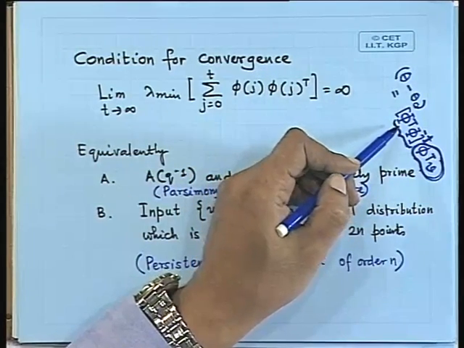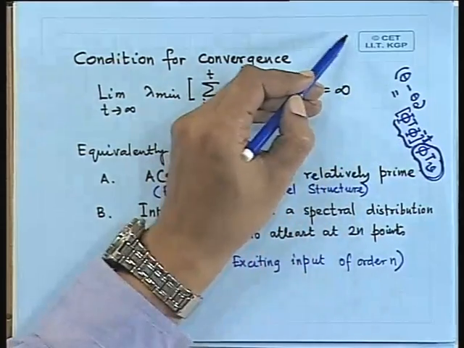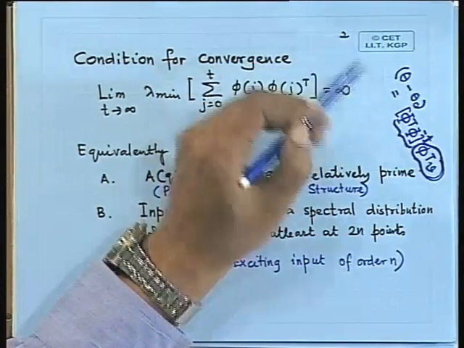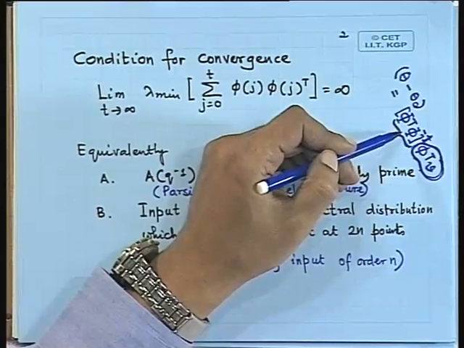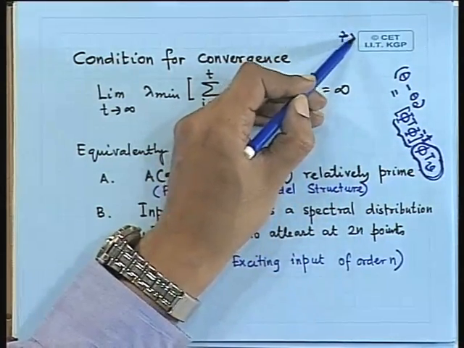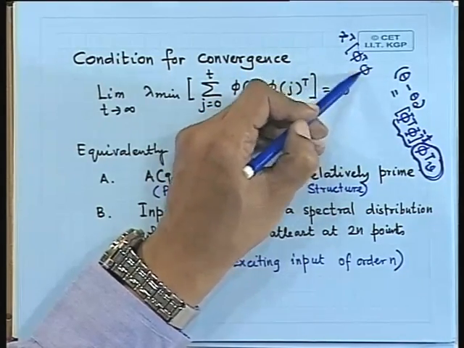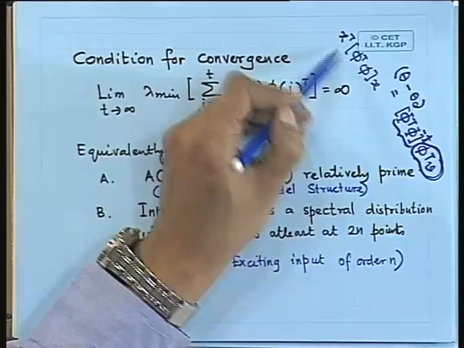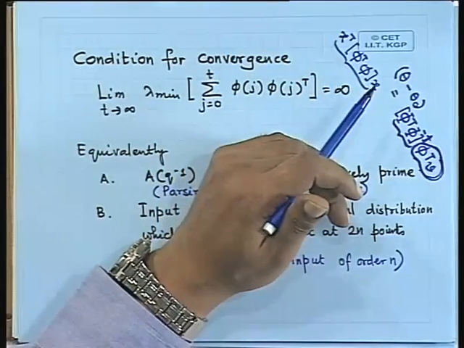Now what is meant by phi transpose phi continuously growing? We mean that phi transpose phi is a positive semi-definite matrix, so if you take any vector x and compute x transpose phi transpose phi x, then this value for any x will continuously grow. This will be a scalar.